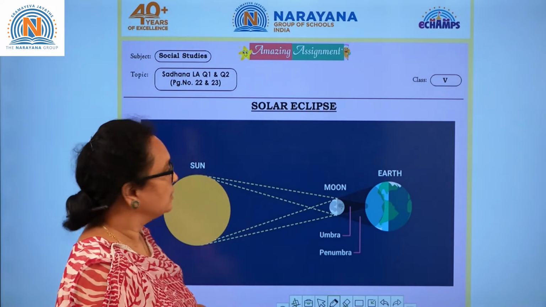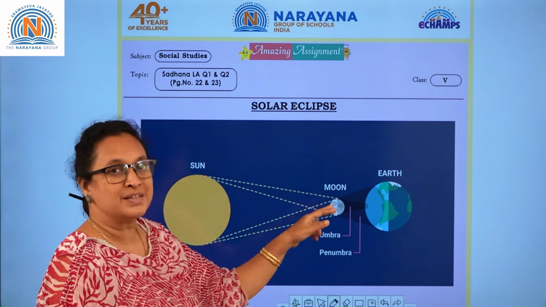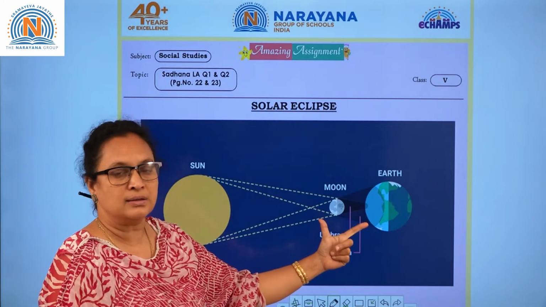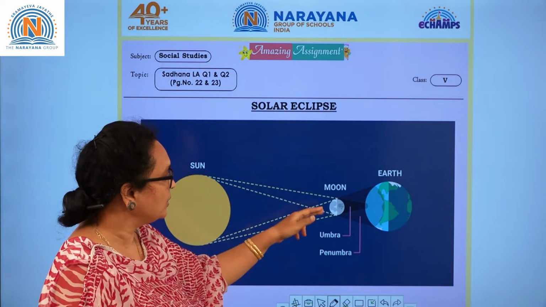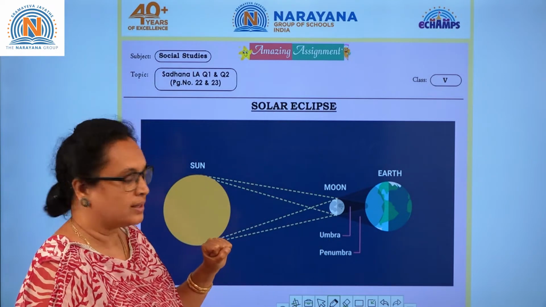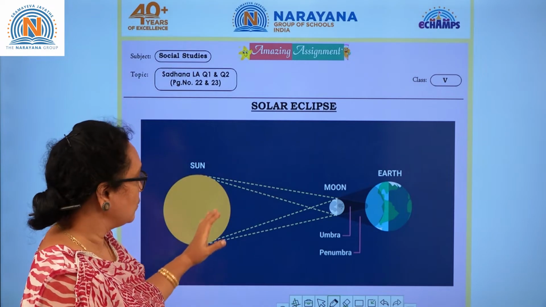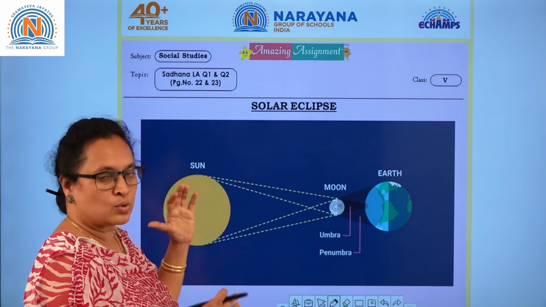See this image? This is all about the solar eclipse. When the moon comes in between sun and the earth, this is solar eclipse, right? When the moon comes between sun and the earth, the solar eclipse occurs. Okay, so is it clear children? What is solar eclipse? When the moon comes in between earth and the sun, the solar eclipse occurs.